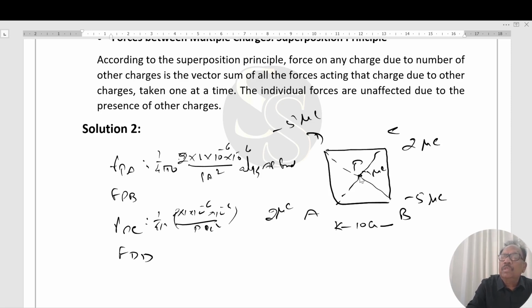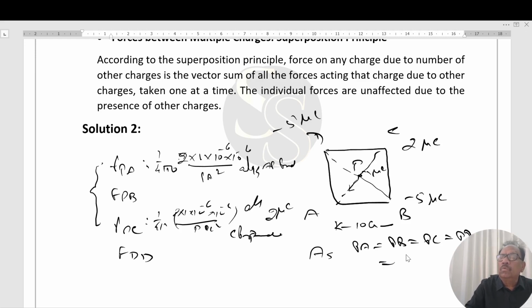In this case, this will be of opposite nature. So it is the same nature, repulsive along CP produce. Along CP produce. Means these two forces are equal in magnitude but opposite in nature, as PA equals PB equals PC equals PD, by geometry. In that case, both are acting in the opposite direction.